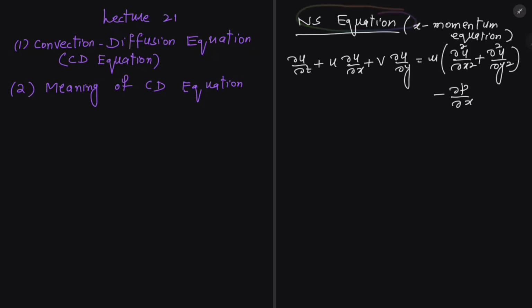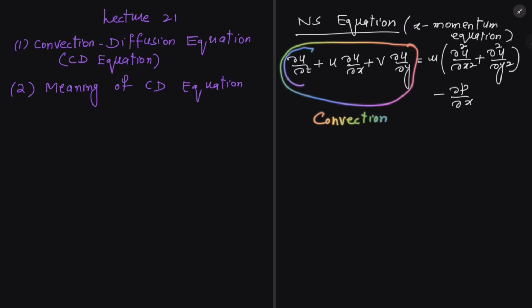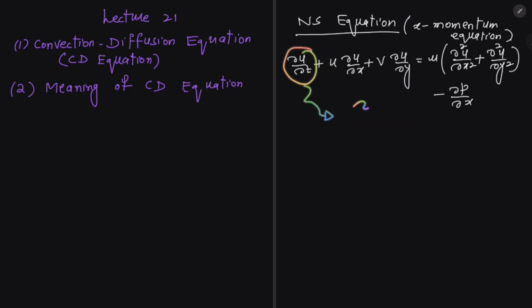If we write down the x momentum equation of Navier-Stokes, there are two main expressions which describe the motion of the fluid. On the left hand side, we have convection. Sometimes this term is dropped when we have steady flow. Then the convection equation becomes like this.